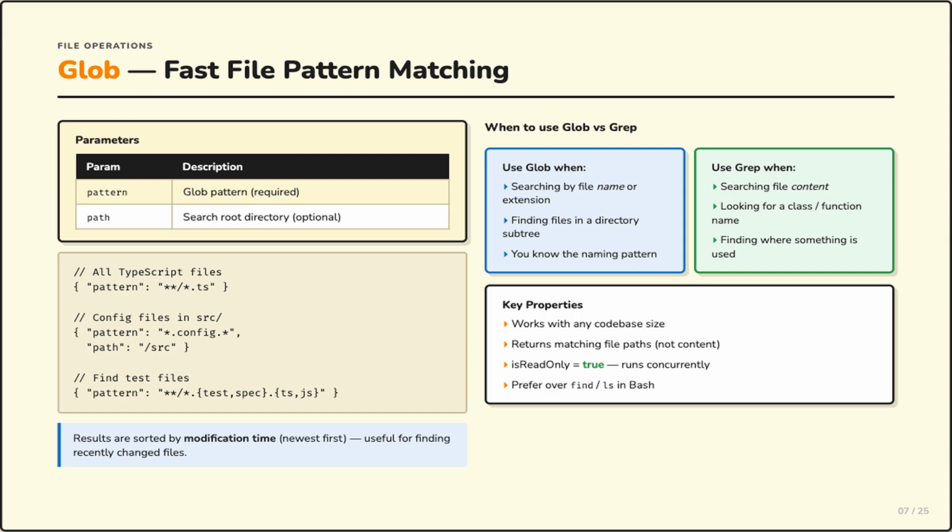The mental model for when to use glob versus grep is straightforward. Use glob when you're searching by file name or extension, and use grep when you're searching file content. Never use bash find or ls when glob can do the job. Dedicated tools give better user-facing visibility and correct permissions. Glob is read-only, so it runs concurrently with other reads.